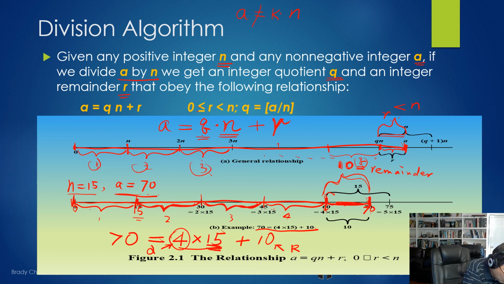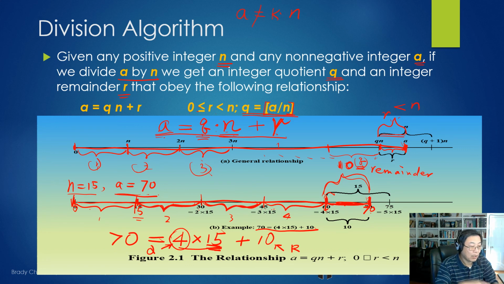If R equals 0, that means N divides A, right? If R is 0, N divides A by definition of divisibility. Now, if R is non-zero, then A can be written as Q times N plus R. That's the division algorithm. And now, many times we call Q the quotient, which is actually the value of A divided by N. Now, we use this square bracket to represent, sometimes we call it floor division.